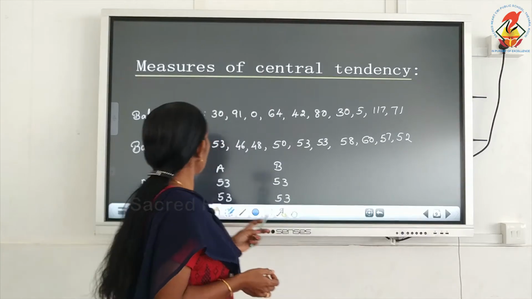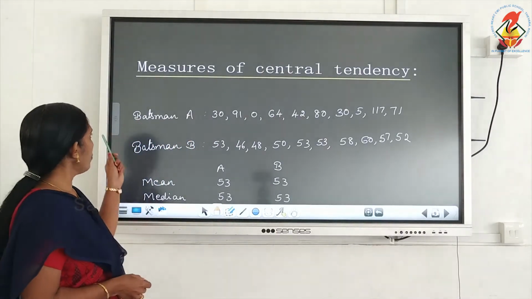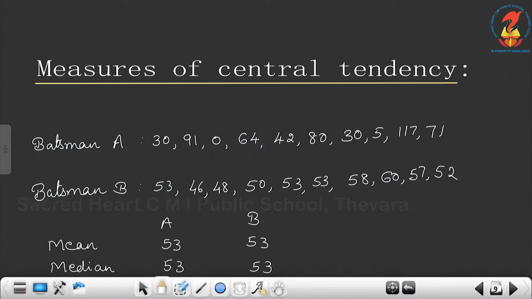So consider this example. Batsman A, batsman B. These are the runs scored by these batsmen in 10 one-day matches. Here 10 scores are given. Based on that, mean and median are calculated. Mean is 53 and here also 53, median also 53.